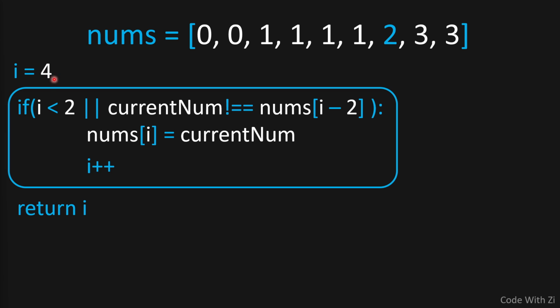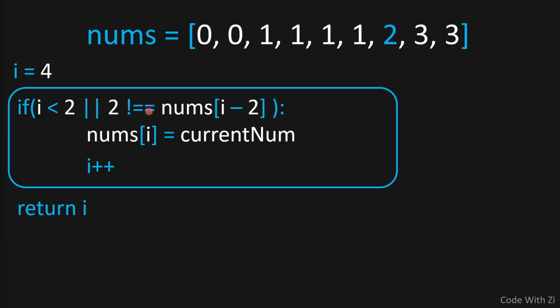And this is really important. Now that our number is 2, we're going to check: if I is smaller than 2, it's not. Then the current number, which is 2, is it not equal to nums at the index of I minus 2, which is this one that we have here? Because this is the number with the index of 2, and I minus 2, meaning 4 minus 2, is going to be 2. So is 2 not equal to 1? Well, yeah, 2 is not equal to 1.